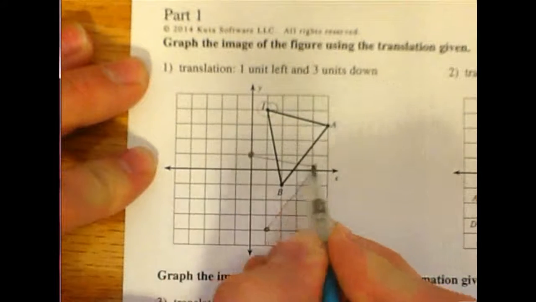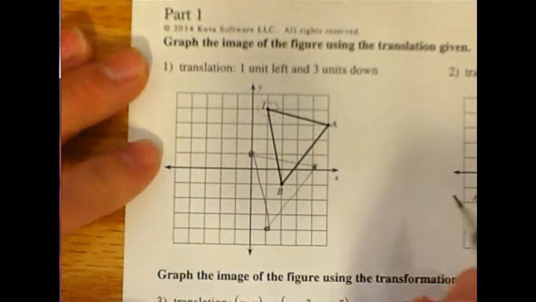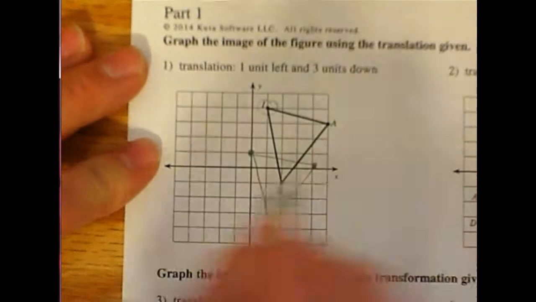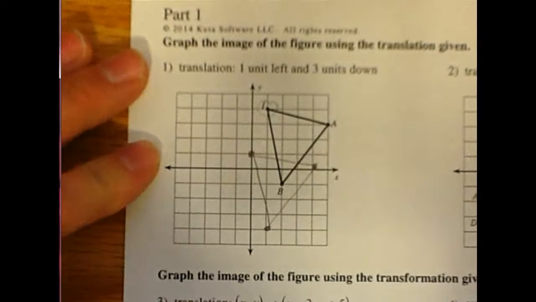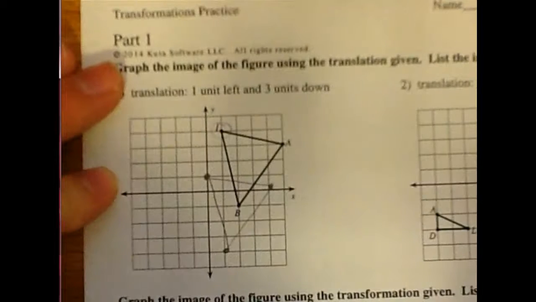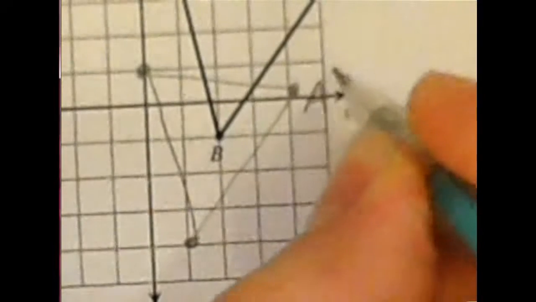Now our new shape needs to have a name. Our new shape is going to be named the same thing as our first shape, which we see that we have an A, a B, and an I, and we need to name that new shape the best way we can, and we are going to name it A prime, and that's a little tick mark there, B with a little tick mark called B prime, and then I prime.